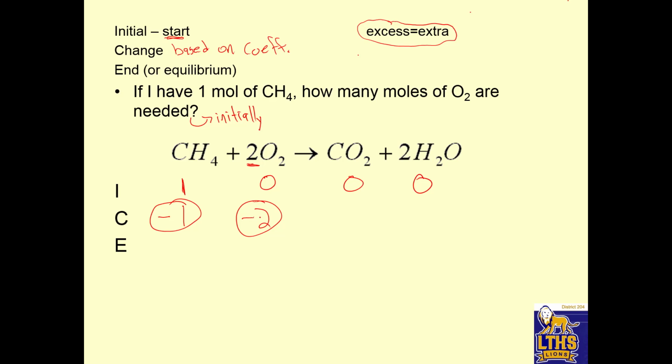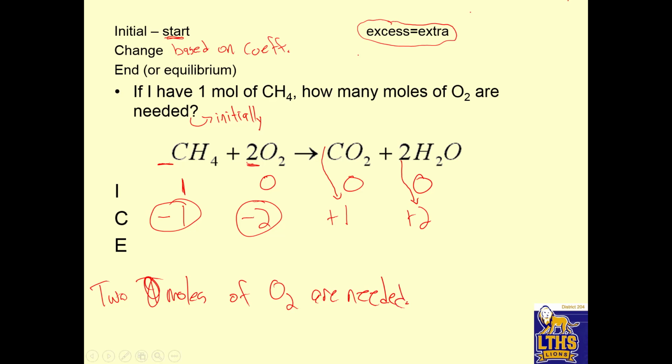And this would be minus 2. This would be plus 1. And this would be plus 2. Why 1? My coefficient is 1. Why 2? My coefficient is 2. So this means if I have 1 mole of CH4, how many moles of O2 do I need? If I'm going to use all one of these, I'm going to use 2 of those. A bad choice for a first one to do, but that's all right. So do you see why I need 2 moles? 2 moles of O2 are needed. So the coefficients 1, 2. So I'm going to use 2 to use 1.